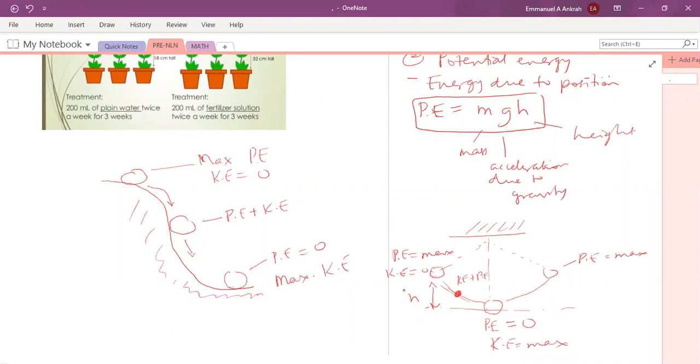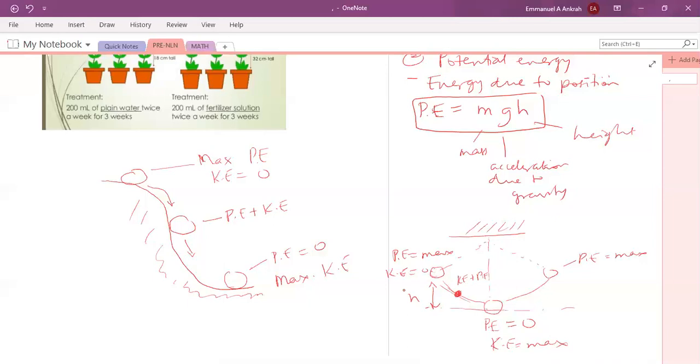Number 14 says that a ball rolls down an incline, passing through the 4 positions shown in the diagram. So you have A, B, C, and D. In which of these positions does the ball have the maximum kinetic energy? Which one are you choosing here? Maximum kinetic energy. C. You are right. C.